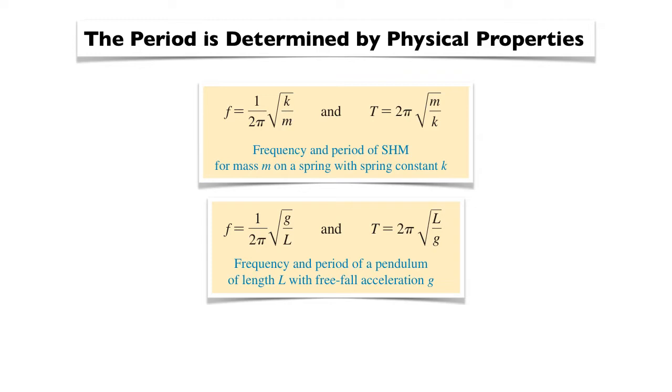One other thing we're going to use, one other set of mathematical relationships, are the ones that relate the period or the frequency to the physical properties of the system. For a mass on a spring with spring constant k and mass m, the frequency is 1 over 2 pi times the square root of k over m, or the period is 2 pi times the square root of m over k. If I'm looking at a pendulum, the frequency is 1 over 2 pi times the square root of g over L, where L is the length of the pendulum, or the period is 2 pi times the square root of L over g.